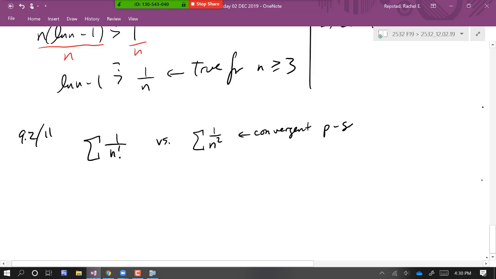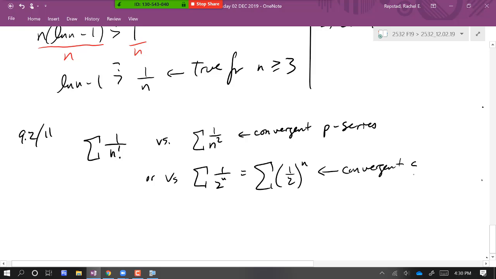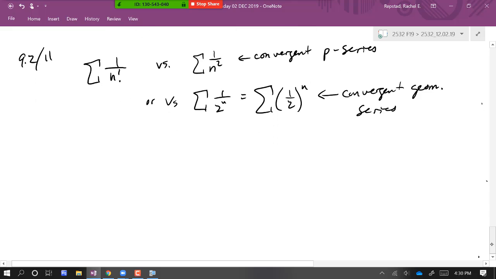So you're choosing exponential to replace the factorial. I'm choosing polynomial to replace. Exponential would be like 2 to the n, which, by the way, would be another one. 1 over 2 to the n, which is the same as 1/2 to the n. That's a convergent geometric series. I think either of these would be fine.